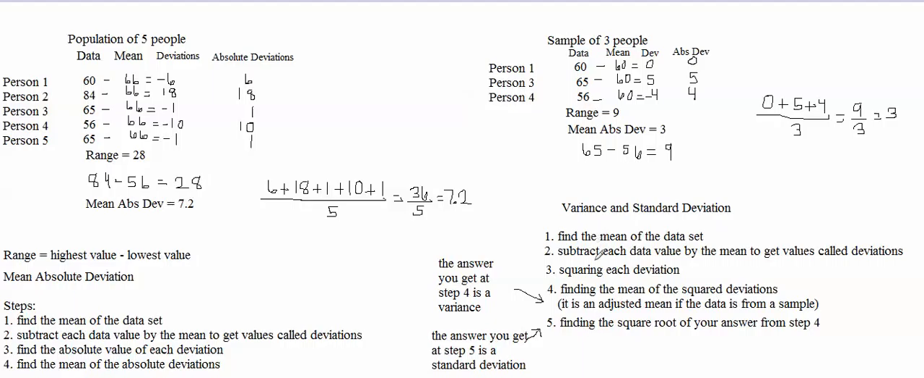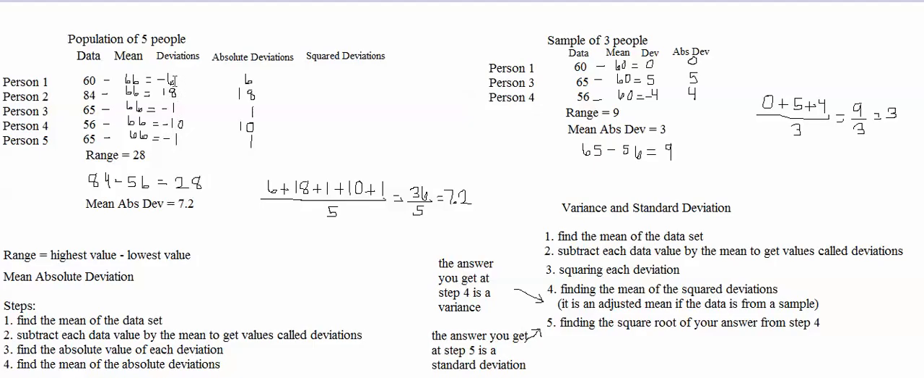We've also already finished step 2 because we already have deviations. We already subtracted each number by the mean. We can move on to step 3, which is squaring each deviation. We need to make a new column of squared deviations. We're going to square each of these deviations.